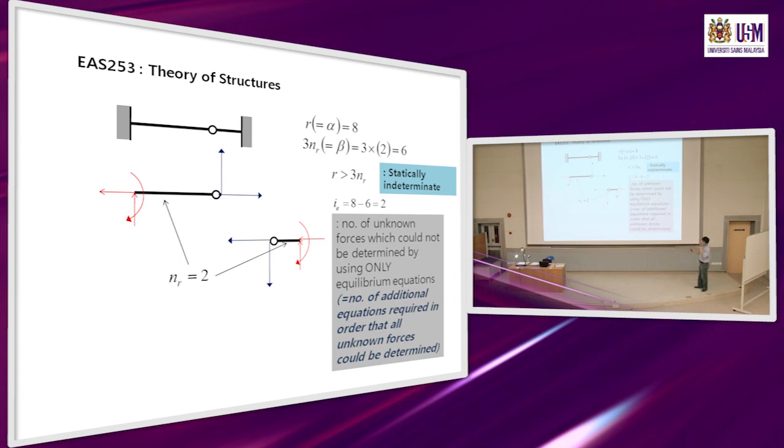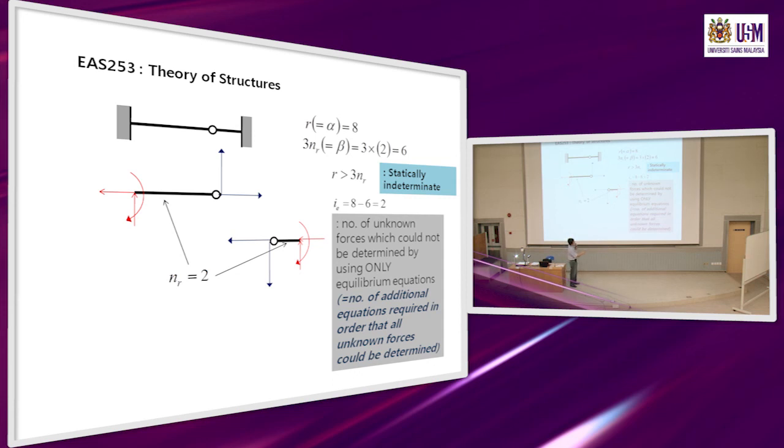So this number here, the 2, what is the meaning of this 2? It represents number of unknown forces which cannot be determined by using only equilibrium equations. So if we have statical indeterminacy 2, which means there are two forces that you cannot determine. If there are five, three you can determine, but two you cannot determine, and you need extra equations.